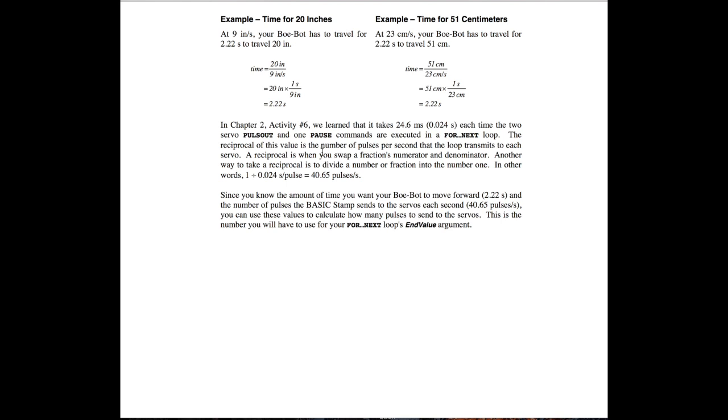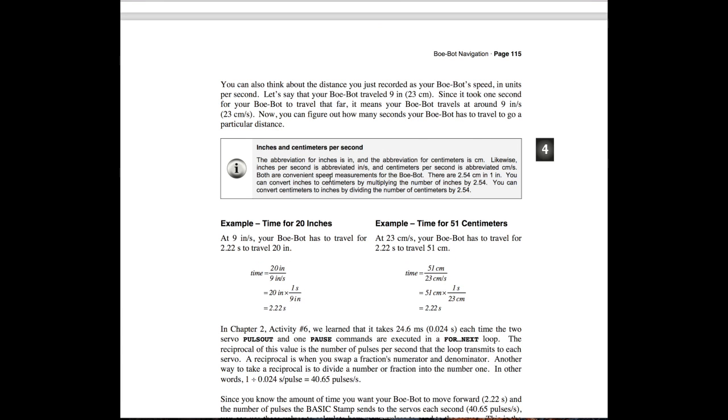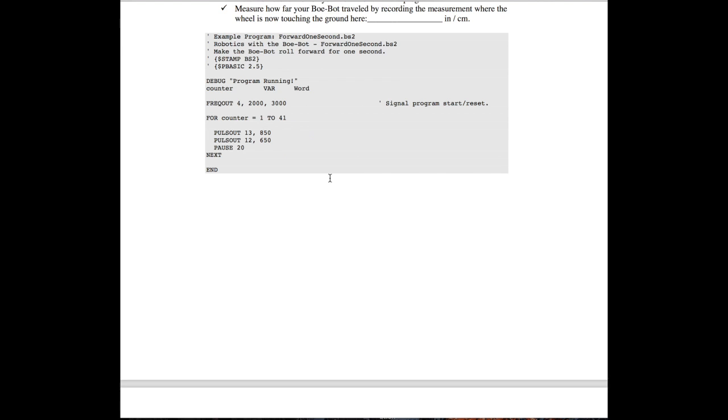The reciprocal of this value is the number of pulses per second that the loop transmits to each servo. A reciprocal is when you swap the fraction's numerator and denominator. Another way to take the reciprocal is to divide the number of the fraction into the number 1. In other words, you divide 1 by 0.024 to come up with 40.65 pulses per second. Okay, so that's where that number 40 comes from, did they use 41 or 42? Back 41 here.